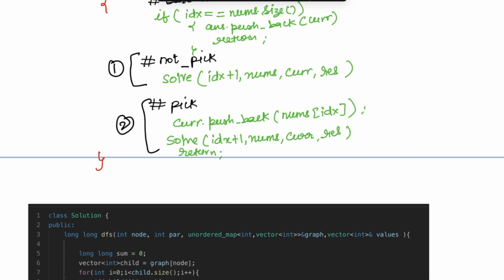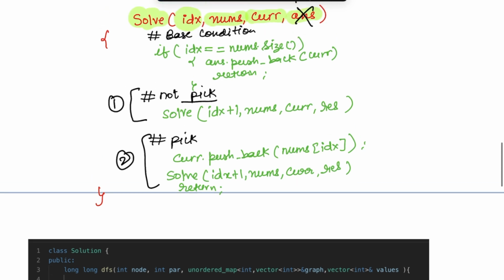What will happen if I do not pick the element? I will not add my element into my current. I will just pass the same current, increment my index by 1, and pass the same nums and result as they are.